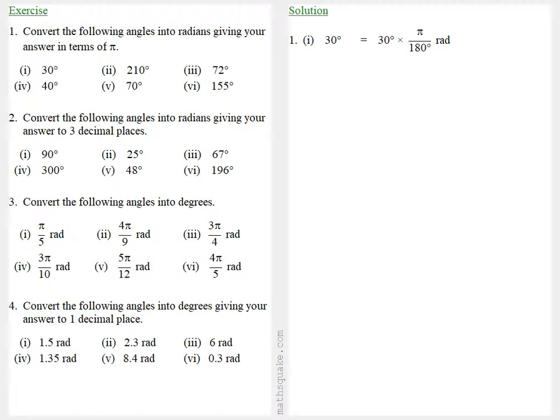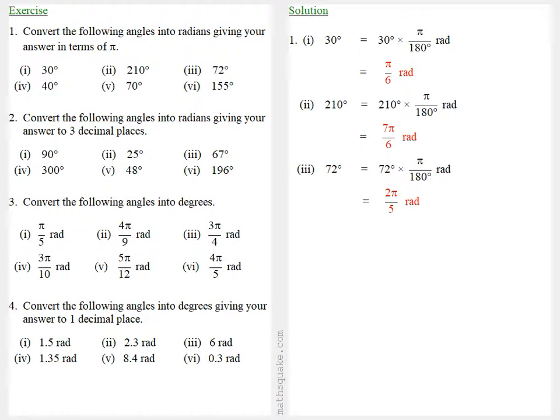In question 1, we've got 30 degrees. Well, to convert that into radians, we multiply by pi over 180 degrees, and that cancels to give pi over 6 radians. In part 2, we want to convert 210 degrees. Well, we multiply by pi over 180 degrees, and that comes to 7 pi over 6 radians. In part 3, we've got 72 degrees. Again, we multiply by pi over 180, and that cancels to 2 pi over 5.